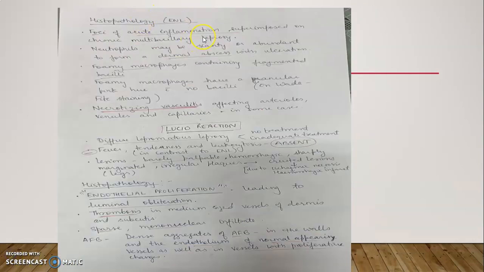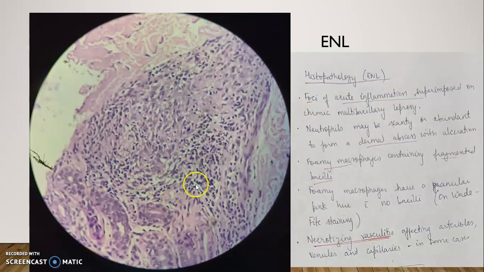Pathology: foci of acute inflammation superimposed on chronic multibacillary leprosy are seen. Neutrophils may be scanty or abundant, forming dermal abscess. Foamy macrophages containing fragmented bacilli are seen. Necrotizing vasculitis is noted, affecting the arterioles, venules and capillaries. So foci of acute inflammation, scattered neutrophils along with chronic inflammatory cells are seen.